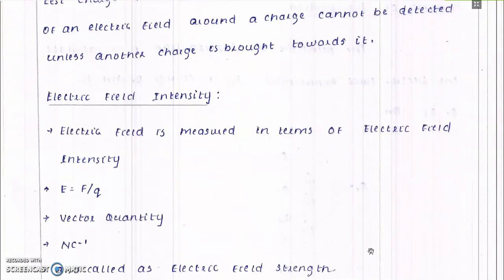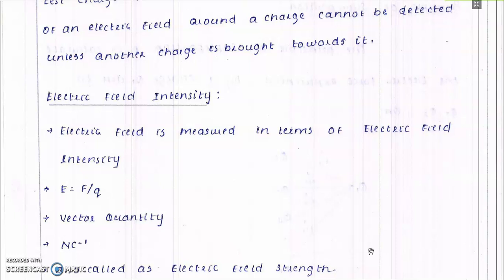One more thing: hereafter in this unit, there will be a notation called capital E. In each and every derivation, there will be a notation called E. E is nothing but electric field intensity. Electric field intensity tells how much electric field is present at a particular point, and the electric field is measured in terms of electric field intensity. So E is equal to F divided by Q.